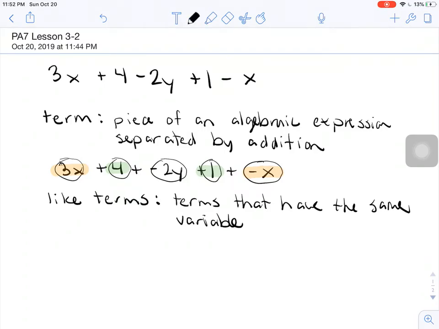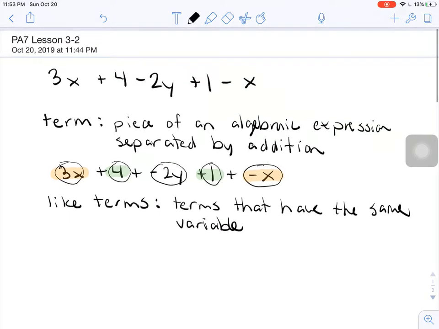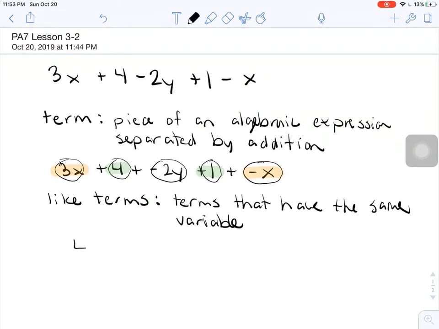But because they have no variable, they also get a special name. So they are like terms, but they're a special type of like terms. They are called constant terms. Or sometimes in algebra, we just call them constants for short.